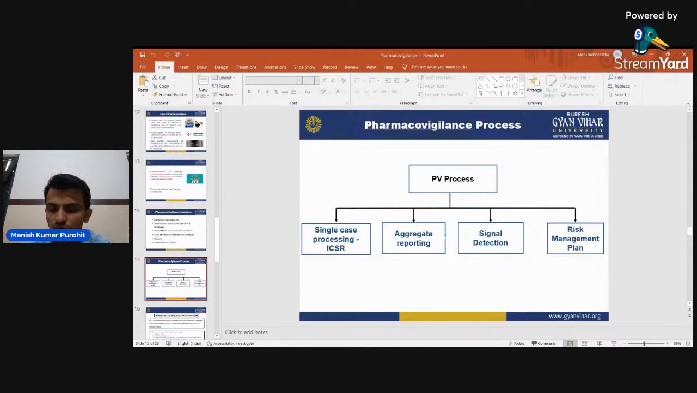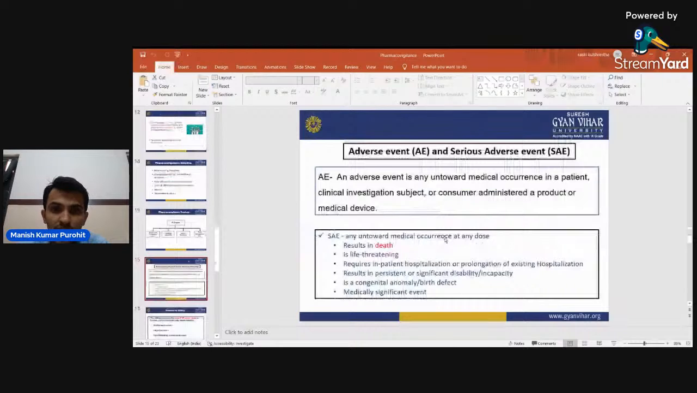Now I'm explaining the pharmacovigilance process. There are four types of process involved in pharmacovigilance. First is single case processing, the ICSR. Second is aggregate reports, third is signal detection, and fourth is the risk management plan. I will explain one by one. Before explaining the PV process, I will explain adverse event and serious adverse event.